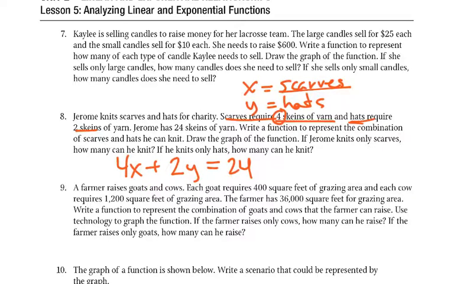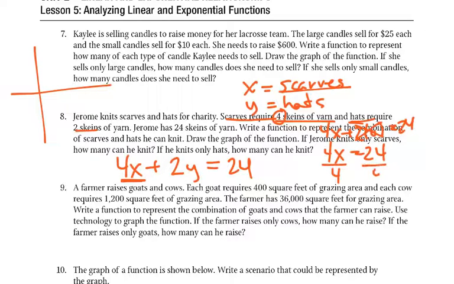So, probably an easy way without technology to do this would be to do that idea, well, what if I only make scarves? So 4x would equal 24, right? Because we technically would go 4x plus 2 times 0 equals 24. And then that would be 0, so you divide by 4, and you get x equals 6. Okay? So I go out there and graph at 6. That's my x-intercept, because x equals 6 when y equals 0.